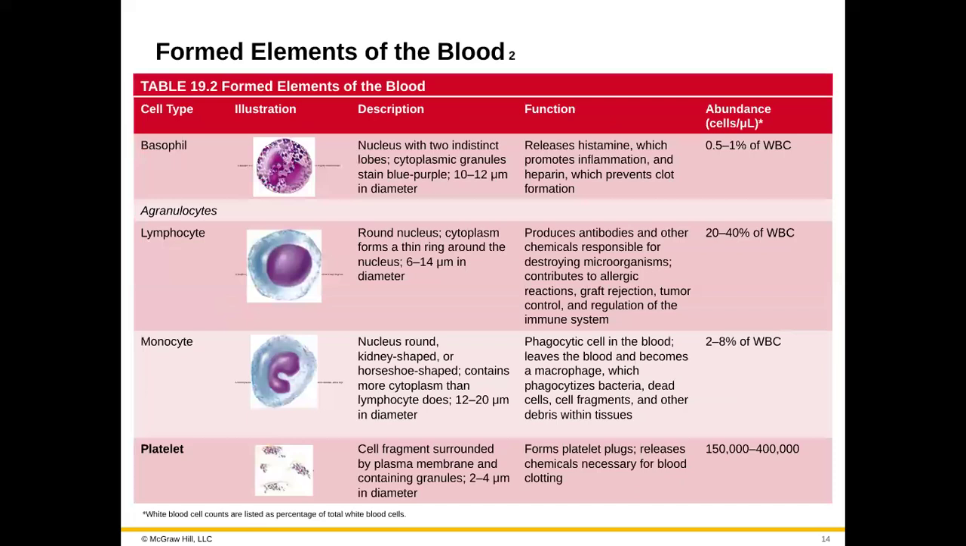So the last granulocyte is the basophil. This will have a nucleus with 2 indistinct lobes, so it's very hard to distinguish a basophil sometimes. The cytoplasmic granules typically stain a darker purplish blue, and they function in releasing histamine. This helps promote inflammation, and they can also prevent blood clotting by the use of heparin. You may have heard of people being on heparin drips, and that is just a chemical used as a blood thinner. These contribute about 0.5 to 1% of total white blood cells.